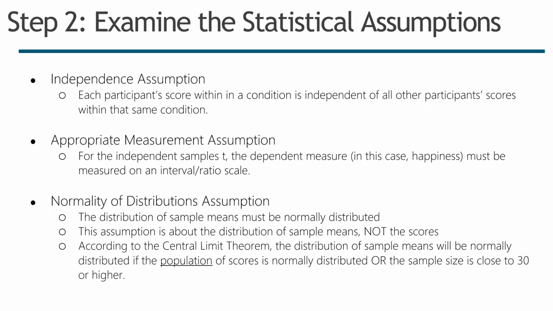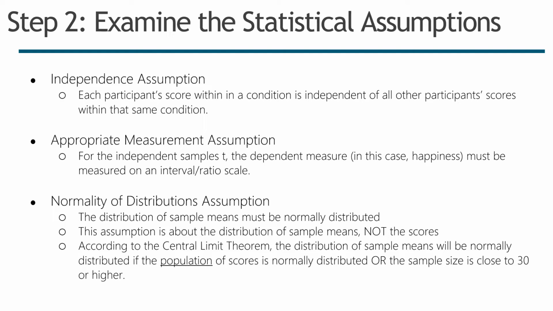So this isn't an issue of statistics, this is a research methodology question. Was a study well done so that we know that individuals within a condition are independent of others? In this case, we're going to assume they are. It was a well done study. Next, we have appropriate measurement, and that means that the dependent variable, in this case happiness, has to be measured on an interval scale or a ratio scale, but we've already established it was on an interval scale.